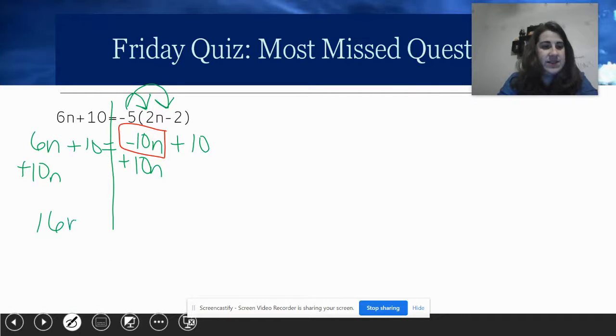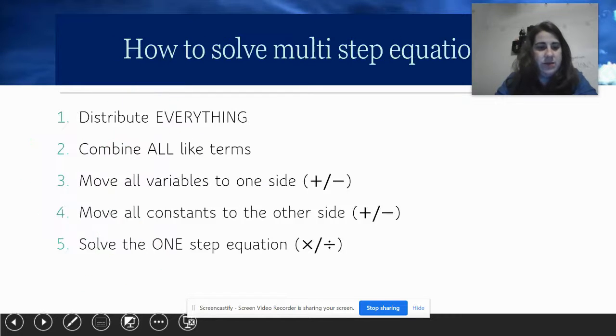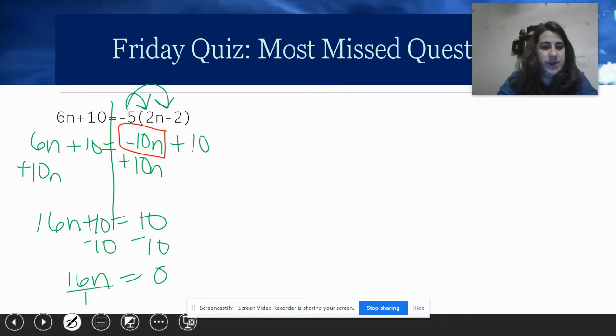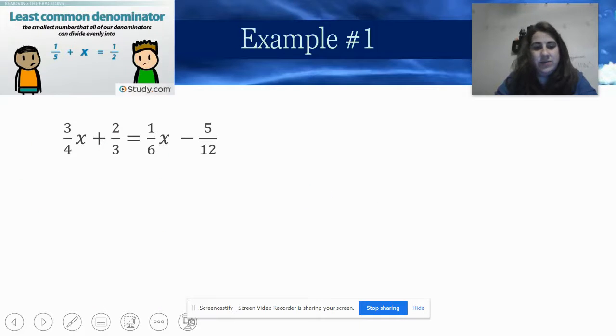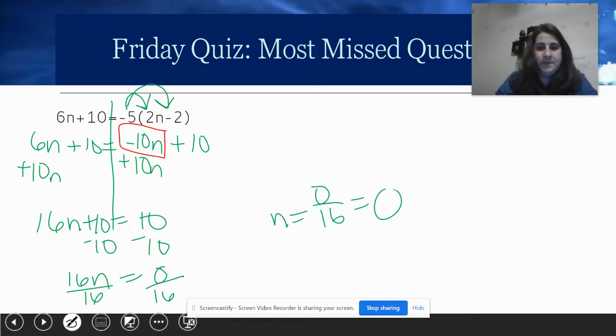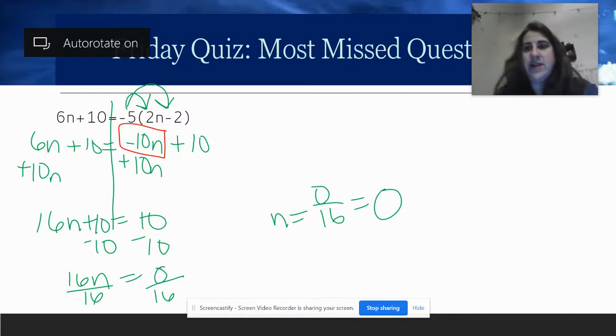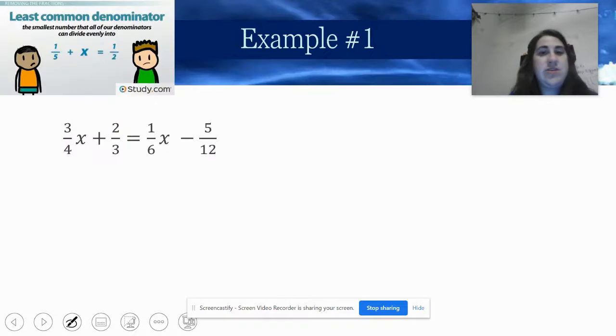So over here I have 16n plus 10 equals 10. Now I'm going to subtract 10. So I get 16n equals 10 minus 10, which is 0. So divide each side by 16, and I get n is equal to 0 over 16, which is 0. Okay. Time for me to flip this over so I can write a little bit better. Let's go ahead and get started on what we're going to do today.